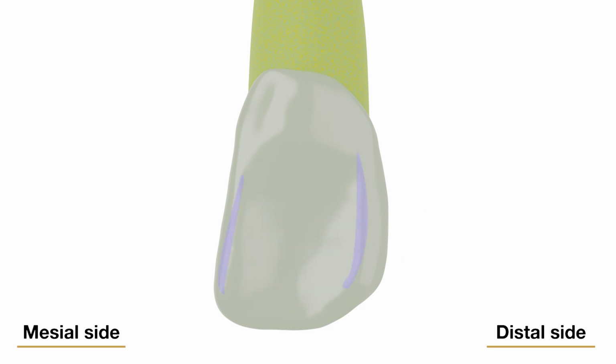Mesially and distally, congruent with the cingulum are the marginal ridges which outline the lingual fossa. Incisally, the lingual fossa is lined by the linguo-incisal ridge, which is well developed in the lateral incisor.